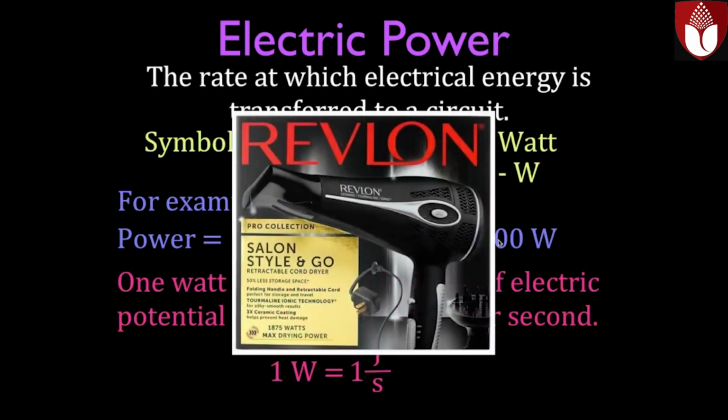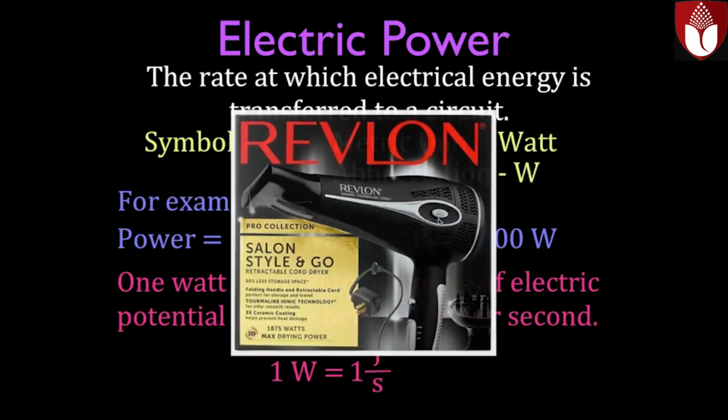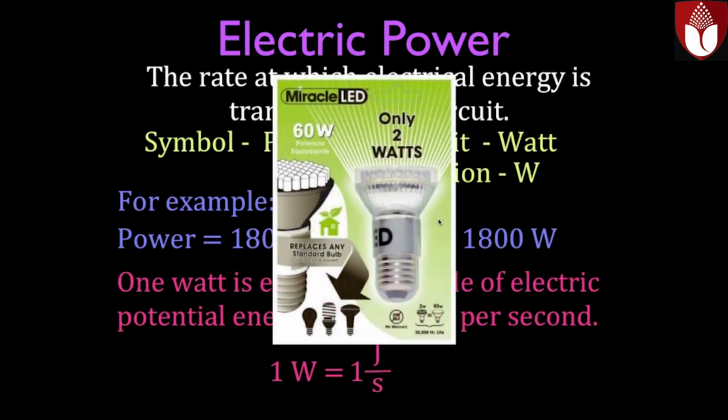For example, here's a hair dryer, an 1875 watt hair dryer. It means that it is converting 1875 joules of energy per second into heat in this case. You can also see this very commonly in a light bulb. It's a 2-watt LED light bulb. It's converting 2 joules of electric potential energy per second. This light bulb gives off as much light as a traditional incandescent 60-watt light bulb.